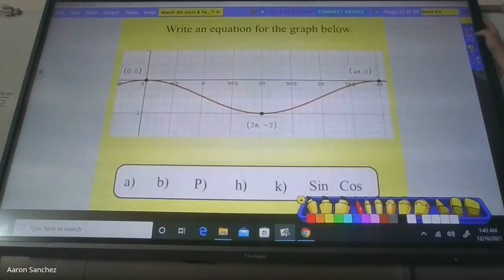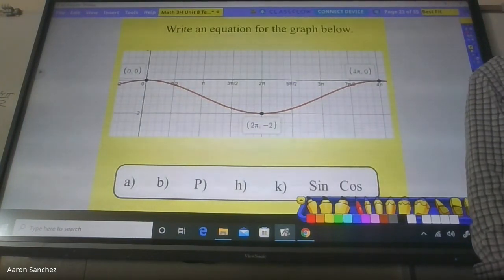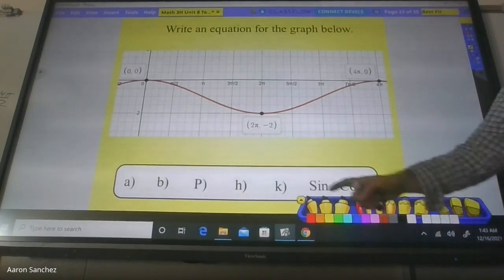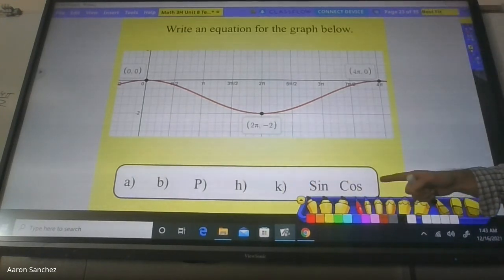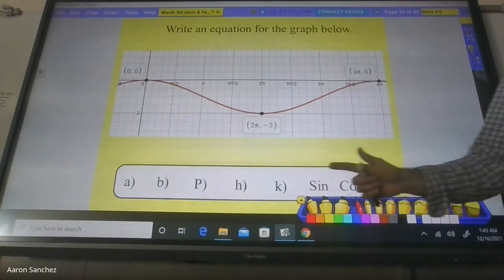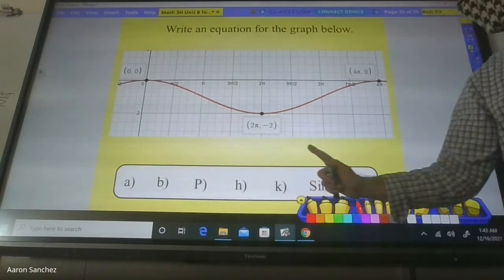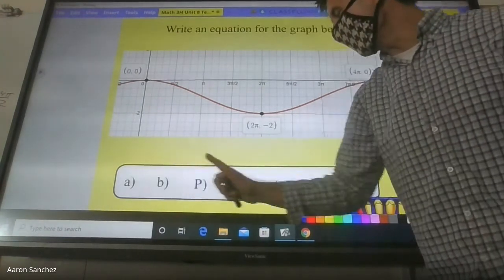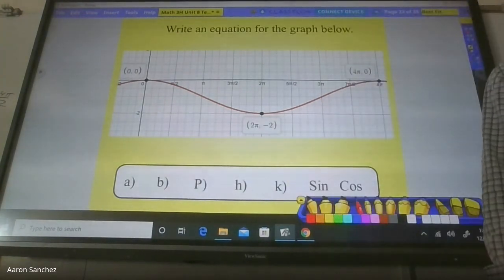Last question. Write an equation for the graph. Okay, so we have the information. Let's see if we can figure it out, okay? Let's figure out our A, B, P, H, and K first. Got it? The easiest ones, I think, are the A and the K. Let's do those first.